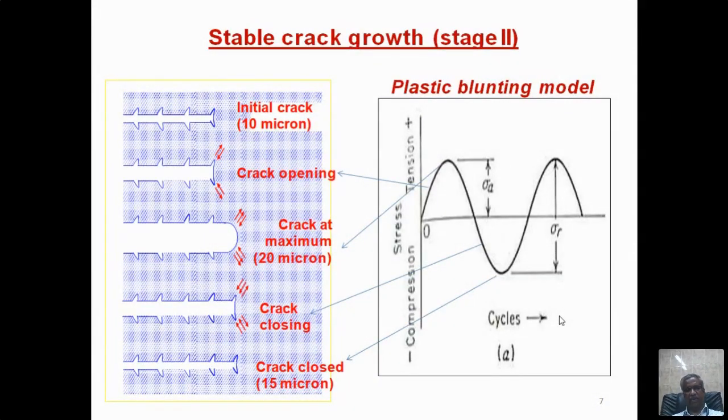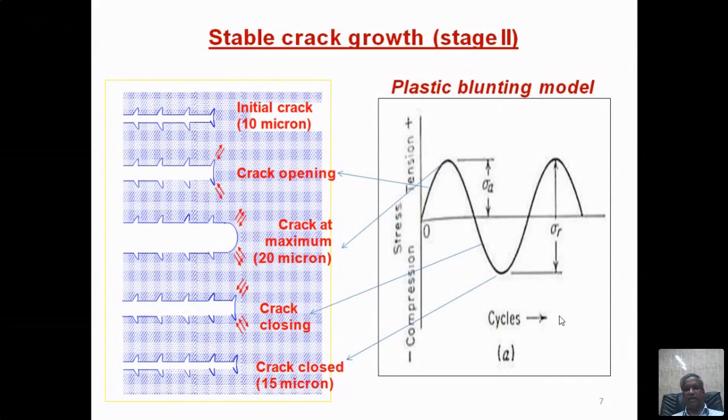But at the same time, what will happen? Here you cannot close completely. It is from 10 microns, it reaches the 20 microns. But even if you apply the same amount of compressive load, 200 megapascal, if you apply minus 200 megapascal, the crack will not be closed completely. It is only partially closed.